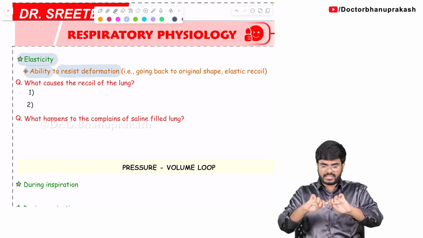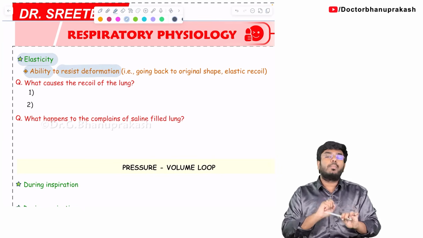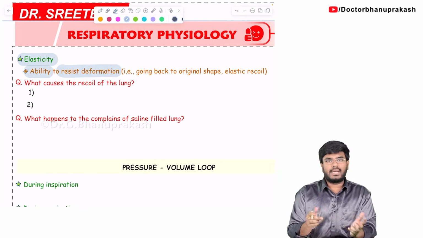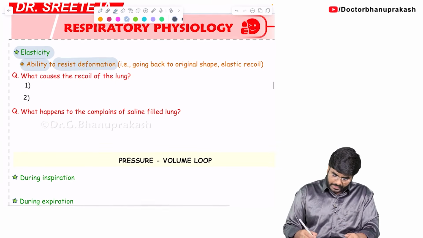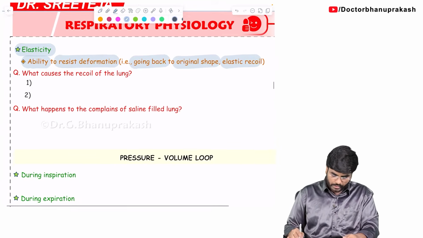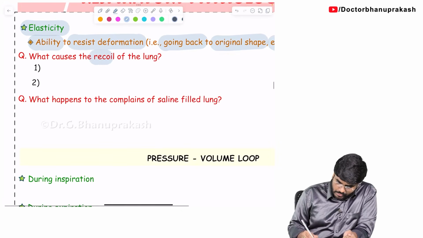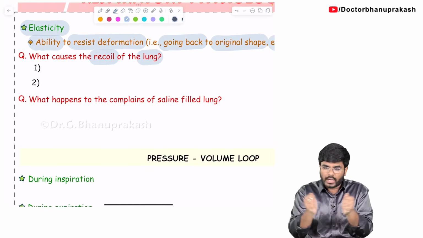It means I am trying to deform it. See, I am trying to deform it, but is it getting deformed? No, it is maintaining its shape. So that property is called elasticity or elastic recoil. See, maintaining the original shape or going back to the original shape. Elastic recoil. Now, two important questions. What causes the recoiling of the lung, or the collapsing of the lung?